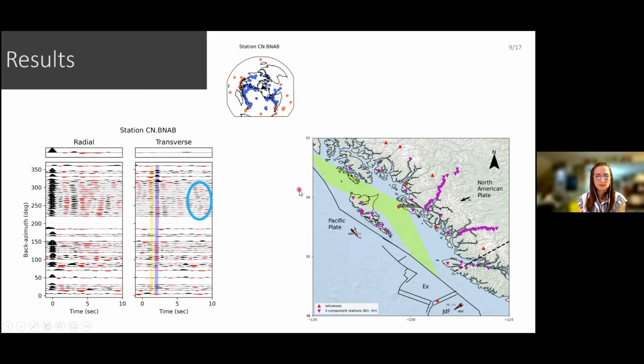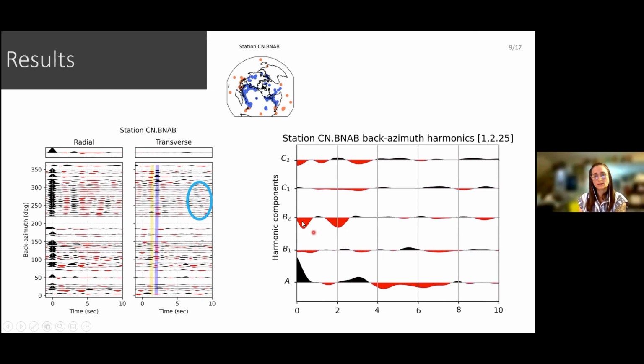We're just focusing now on crustal depths, from a time window of 1 to 5.25 seconds. This is what the harmonic decomposition looks like for this station. And just to highlight that 1 to 2.25 second time window, we found an optimal angle of 152 degrees. And just to illustrate, this is what the different time windows that we're looking at are.